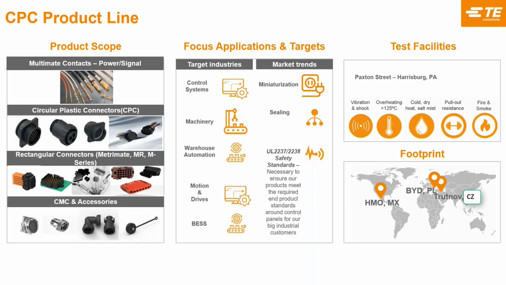but also through the voice of the customers that we ran to identify which are the targeted industries. We found out that actually there are many different types of applications that CPC can be implemented in. It starts with control systems, machinery or semiconductor machinery more specifically, warehouse automation, motion and drives, and battery systems.